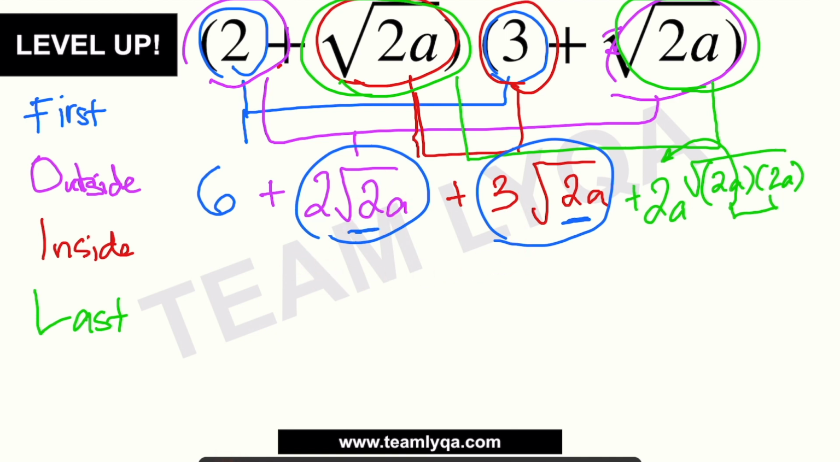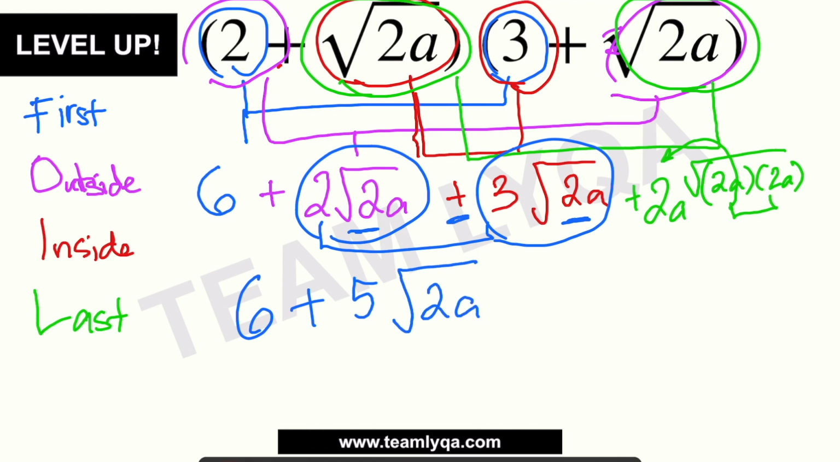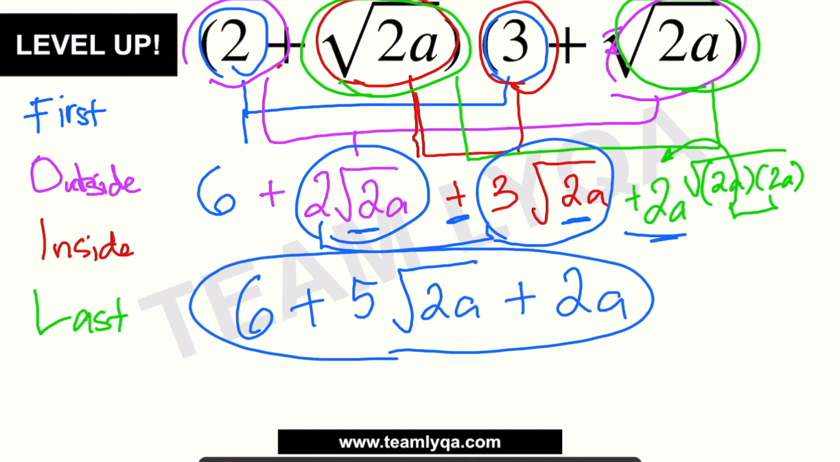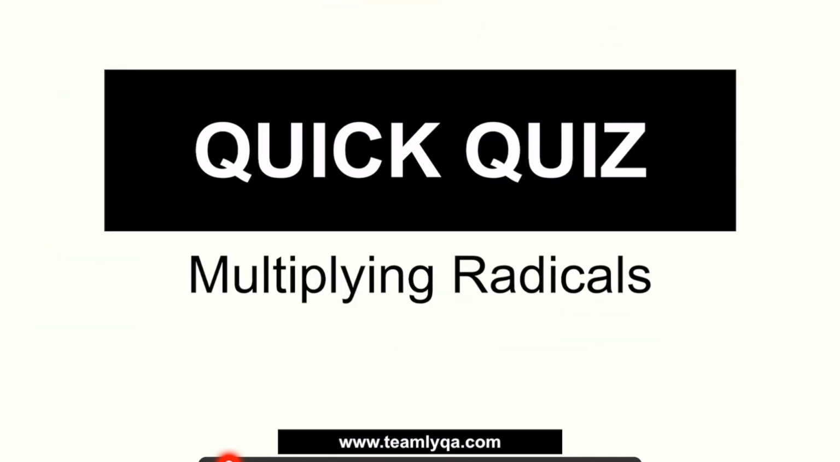So kung i-rewrite ko ito, this will be 6 plus 2 plus 3, which is 5. Plus yun ha, hindi times. Kasi hindi natin minumultiply, ina-add lang natin. 5, tapos kokopyahin natin yung apelido, square root of 2a, tapos itong last, which is 2a. So, ito yung ating magiging sagot. Okay? So, again, FOIL. First, outside, inside, and last.